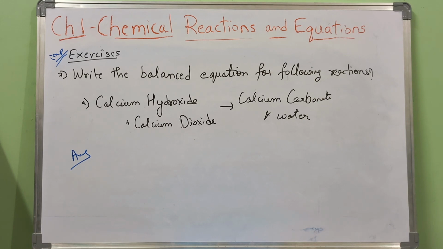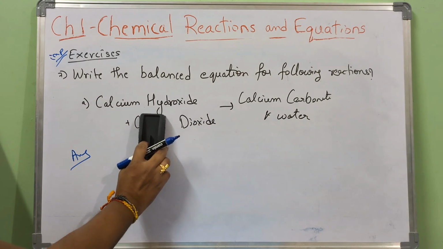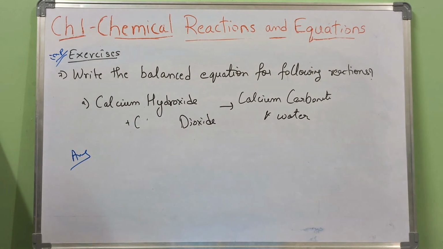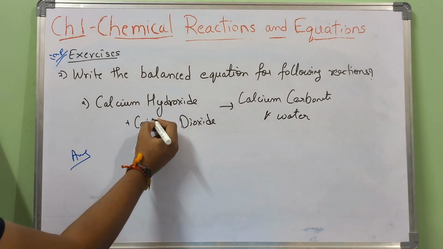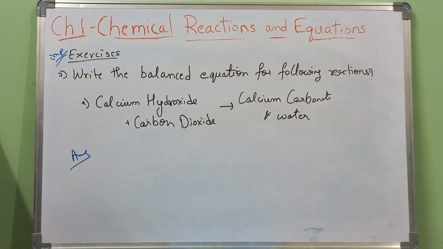The A part is a reaction in which calcium hydroxide is reacting with carbon dioxide, forming calcium carbonate and water. Let's see how to solve it.